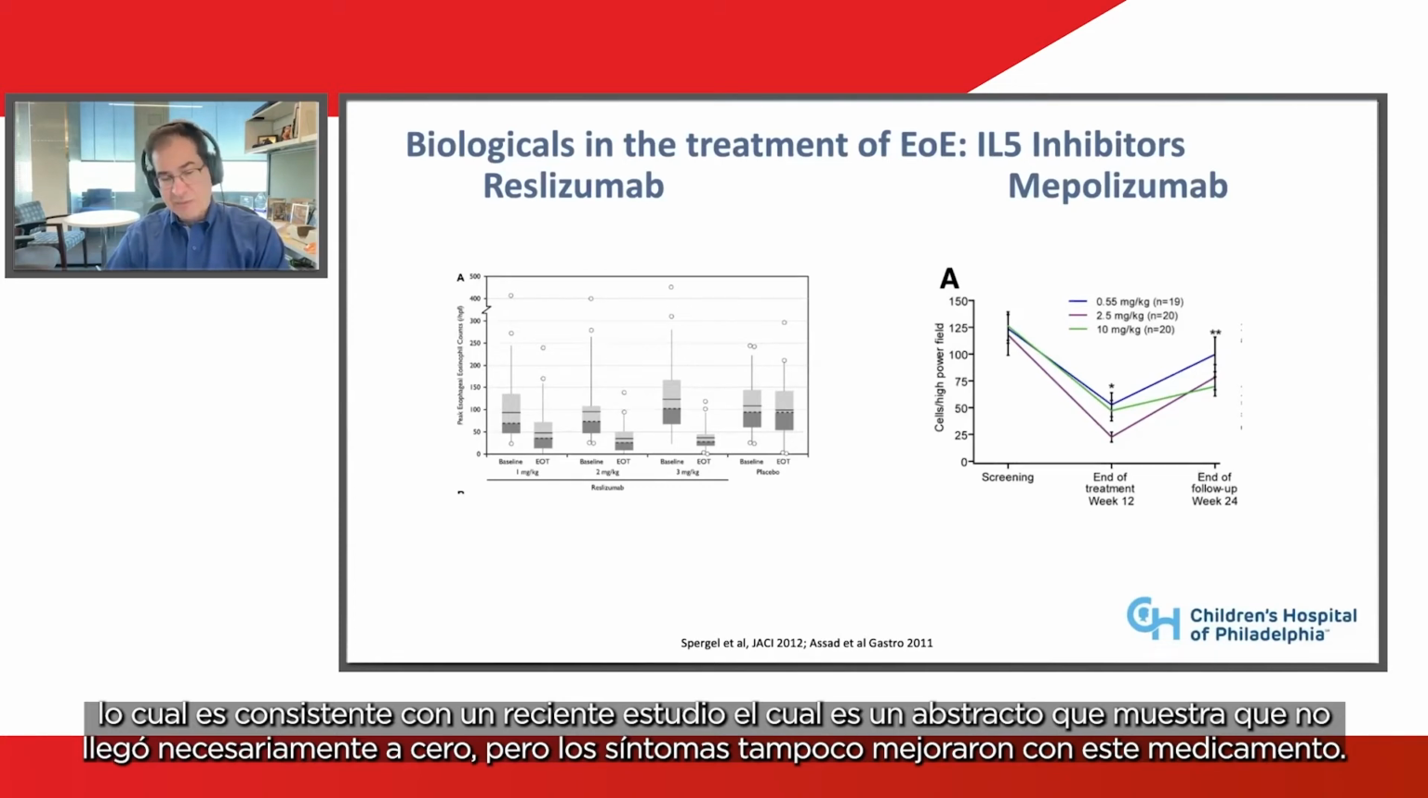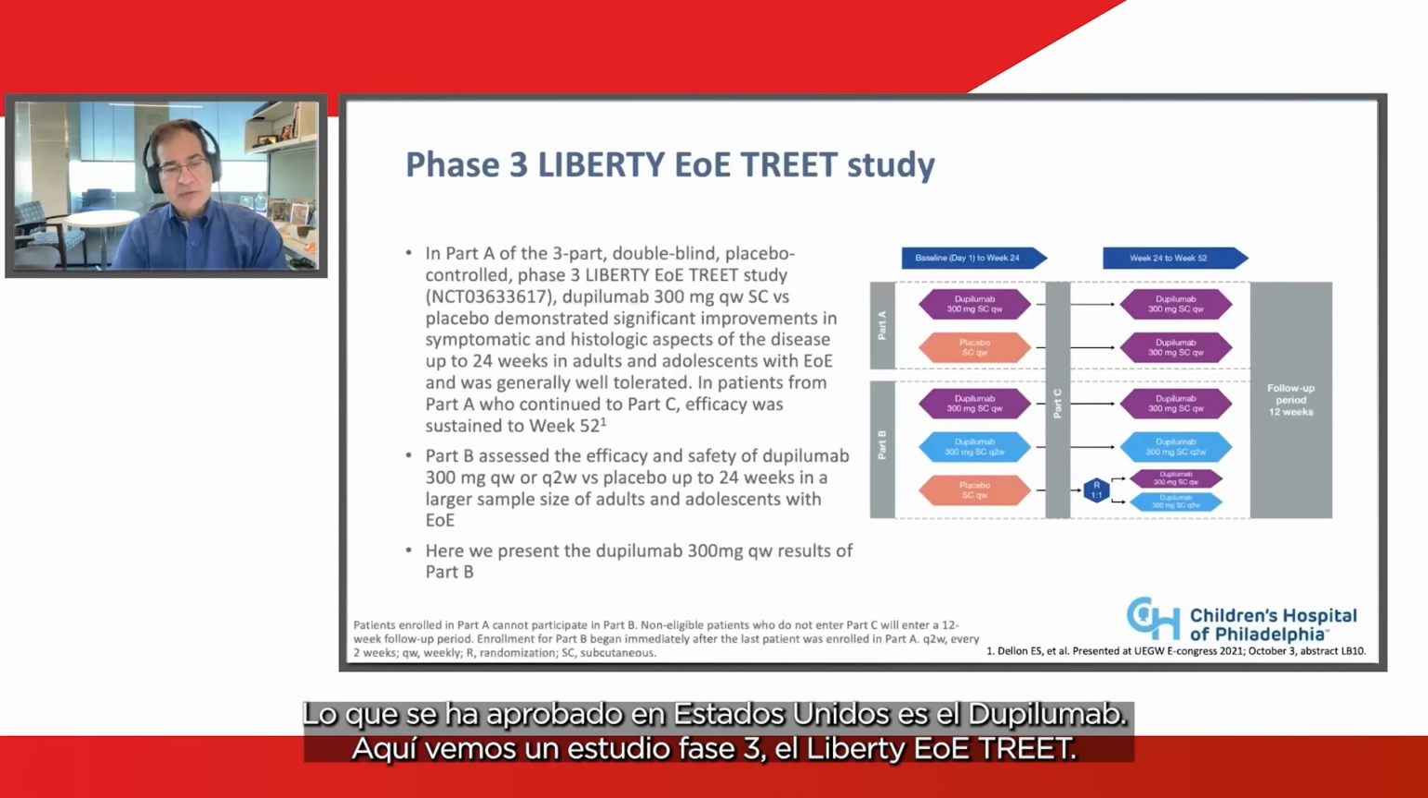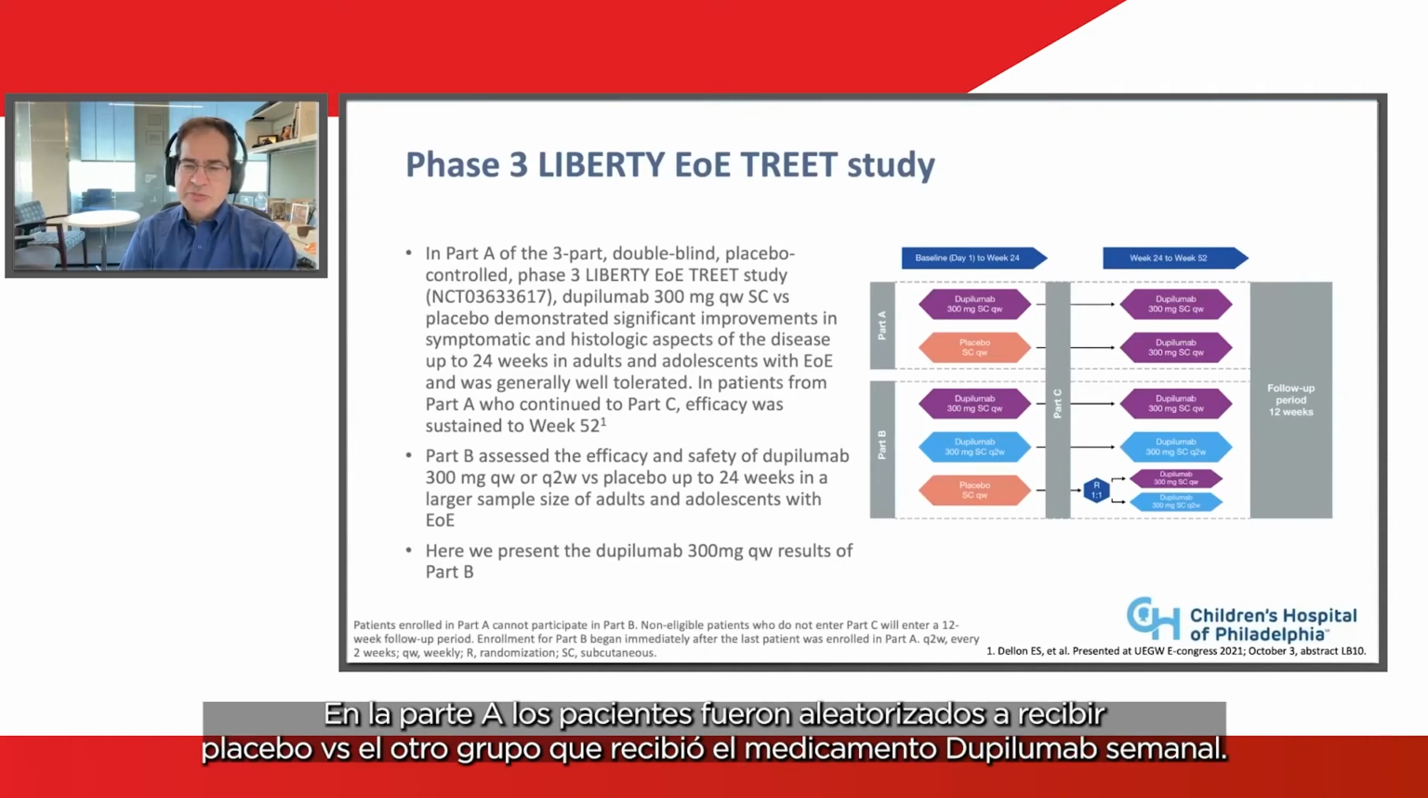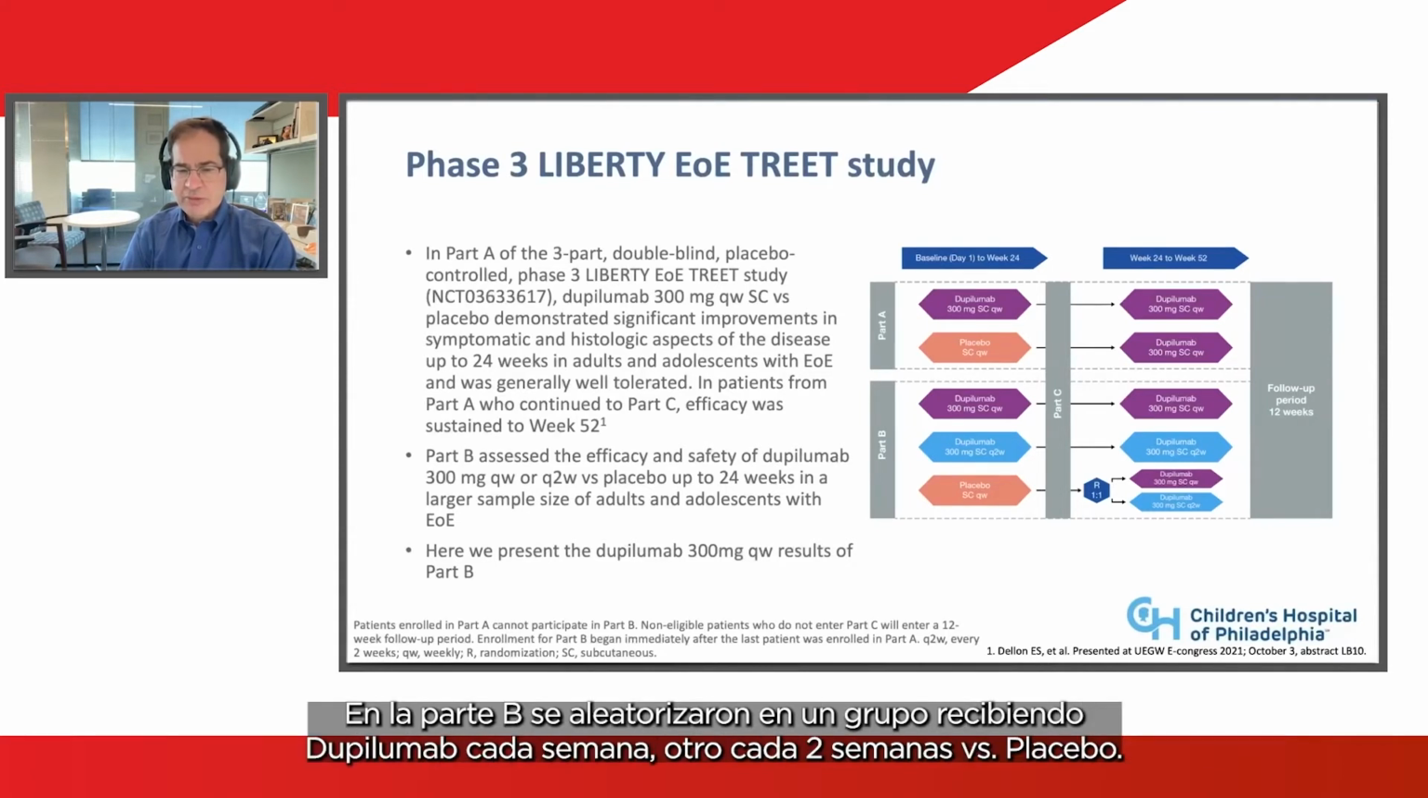So what got approved in the United States is dupilumab, or Dupixent, and this was the Liberty EOE TREAT study, and it had 2 study designs. In part A, patients were randomized to placebo versus weekly dupilumab. And then in part B, they were randomized to weekly versus every 2 weeks versus placebo.